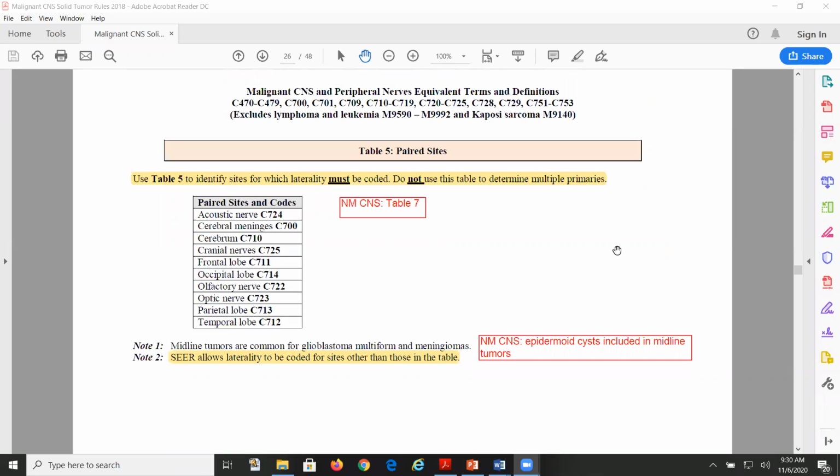Here is our table of paired sites. These sites in this table are sites for which laterality is required. Now, SEER allows you to code laterality for sites where laterality is not required, but for these sites, the laterality must be coded.